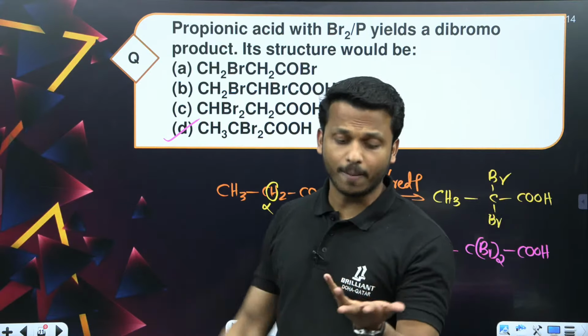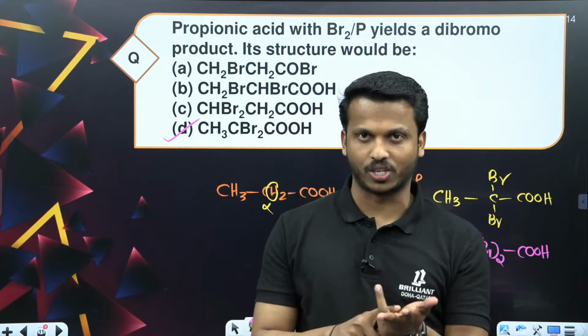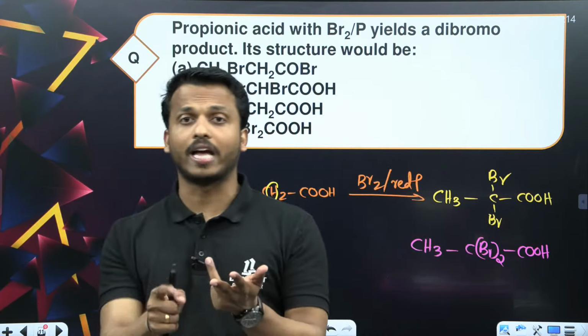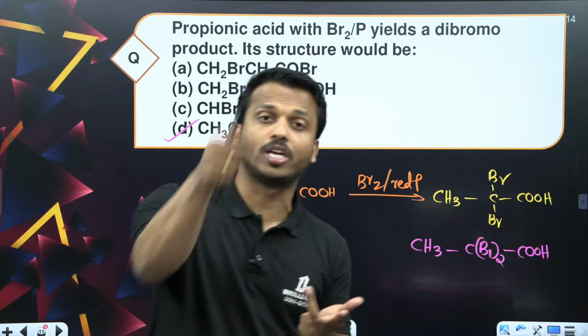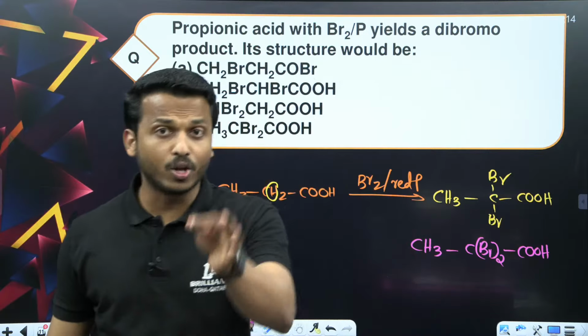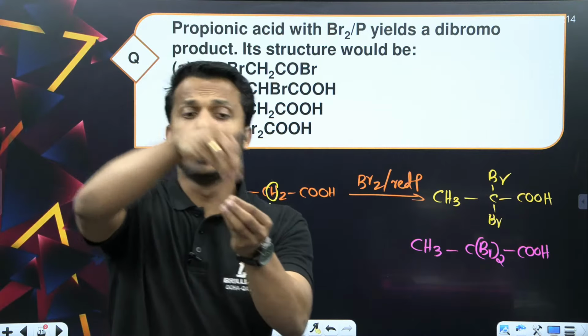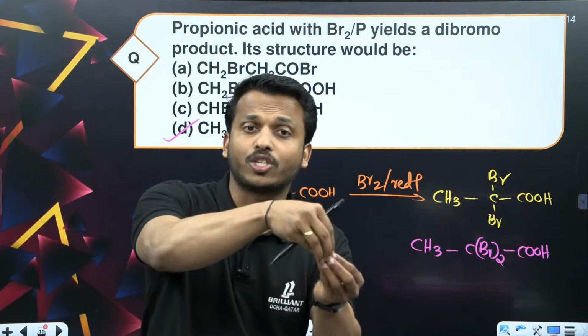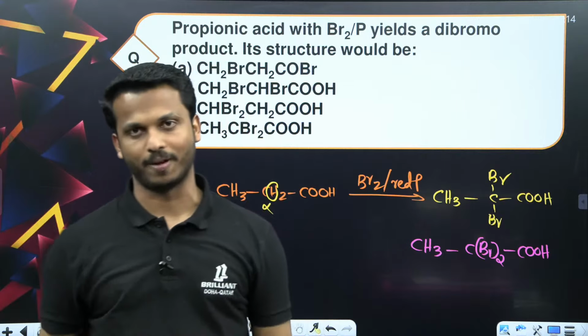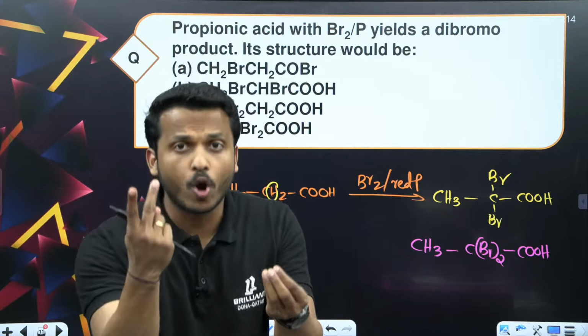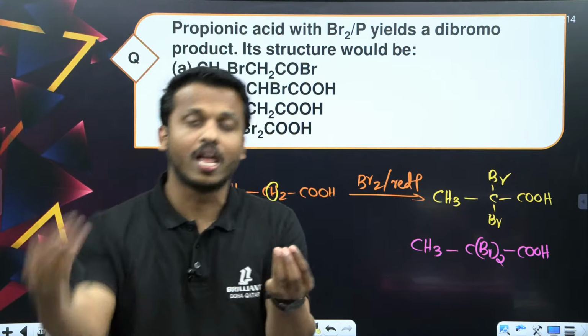So what is the point here? Study what is HVZ reaction, Hell-Volhard Zelinsky reaction. And after that we have to know where the added halogen gets attached. The halogen, whether bromine or chlorine, if you are adding with red phosphorus, the halogen attaches to the carbon which is the alpha carbon. So remove one alpha hydrogen, add one halogen. If you want dibromo, remove 2 alpha hydrogens, add 2 bromines.